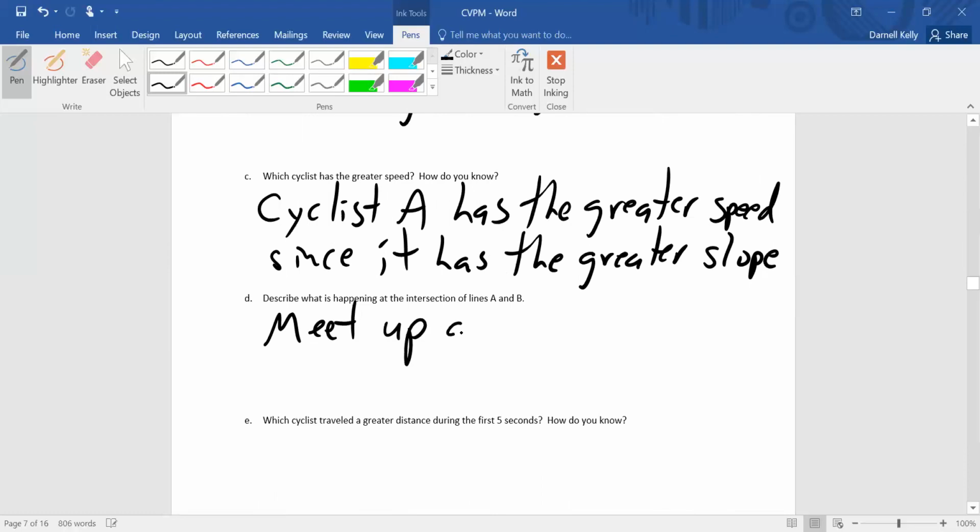Mr. Kelly, for C through E, is it talking about the both graphs or just the new graph? just a new one. Yeah. Okay, thank you. Yeah.